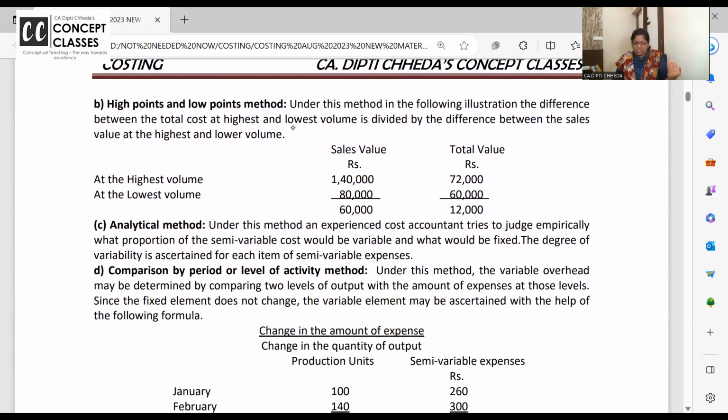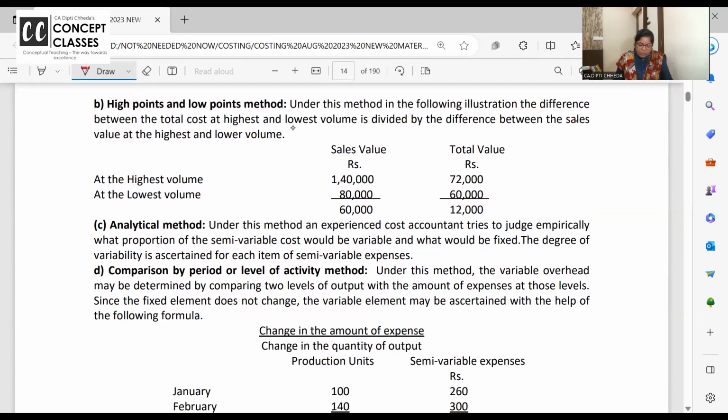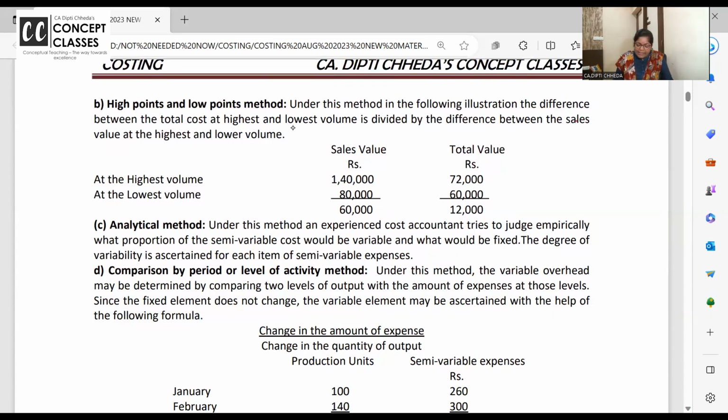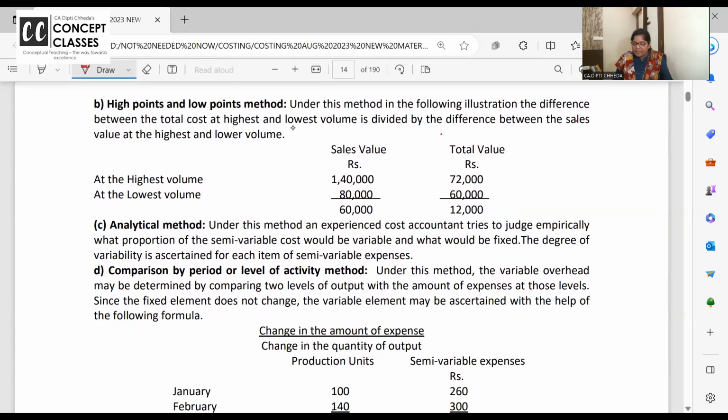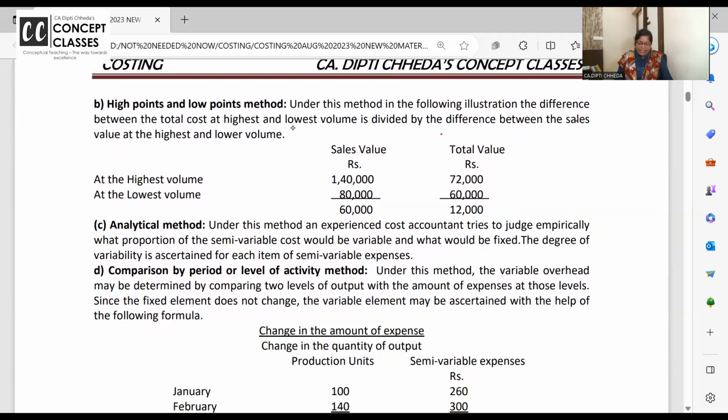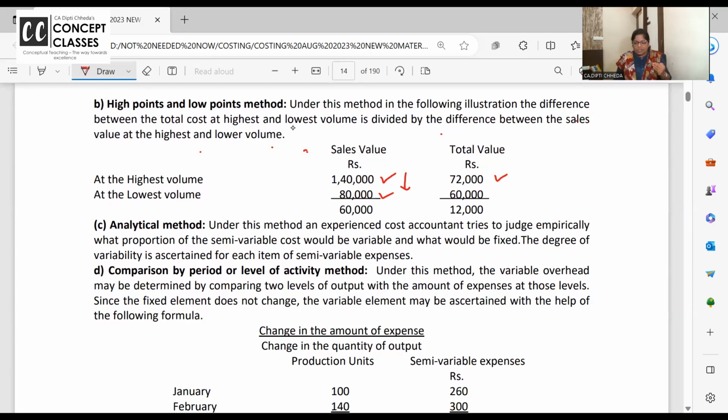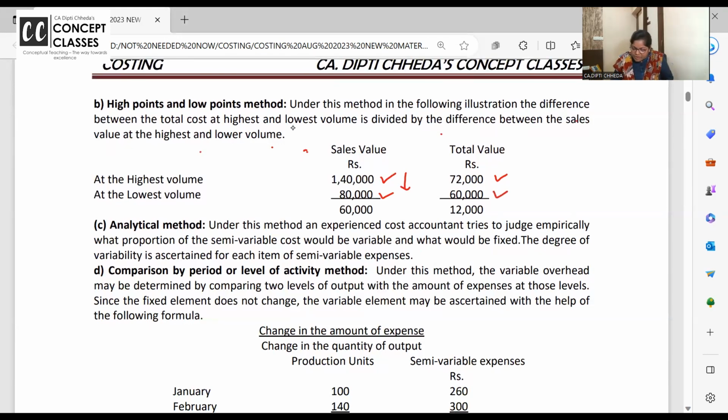Now, while making the cost sheet and all, what we use, that I'm showing you here. High point and low point method. Under this method, in the following illustration, the difference between total cost at highest and lowest volume is divided by the difference between the sales value at highest and lowest volume. Means, when the sales is 1,40,000, your total cost is 72,000. When the sales has come down to 80,000, your total cost is reducing to 60,000.